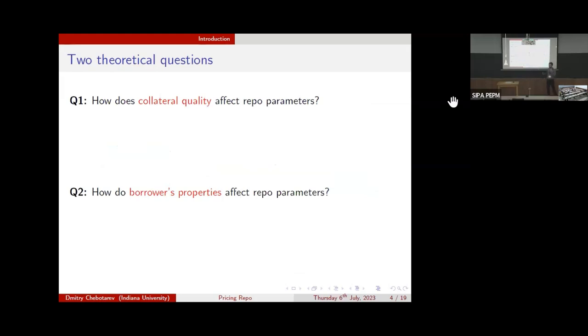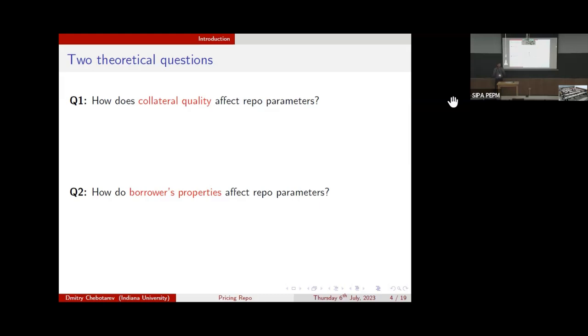So there are two theoretical questions to be asked. I will start with the first. How does collateral affect the parameters of the repo view? I think about it in the following way. There are two identical borrowers who have different collateral, and they come to the same lender. And now the question is, what parameters on this collateral should the lender look at so that they can determine the parameters of the repo?